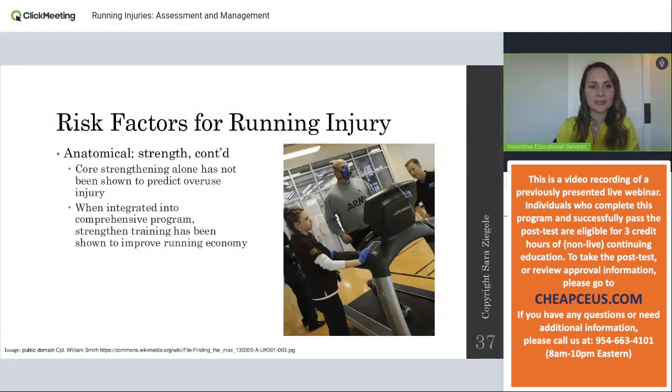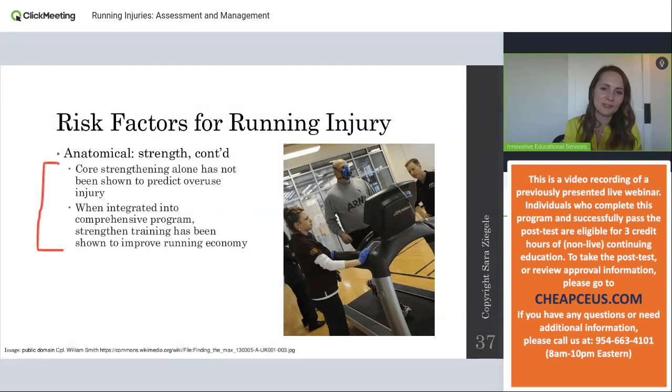So if we don't have to be bodybuilders, what is it that we should be doing? There have been some research articles that have looked at whether we can just strengthen our core. Is that enough to give us this protective effect of strength? They have found that it's not quite enough to predict our overuse injuries just with core alone. So we probably need a more comprehensive program than that.